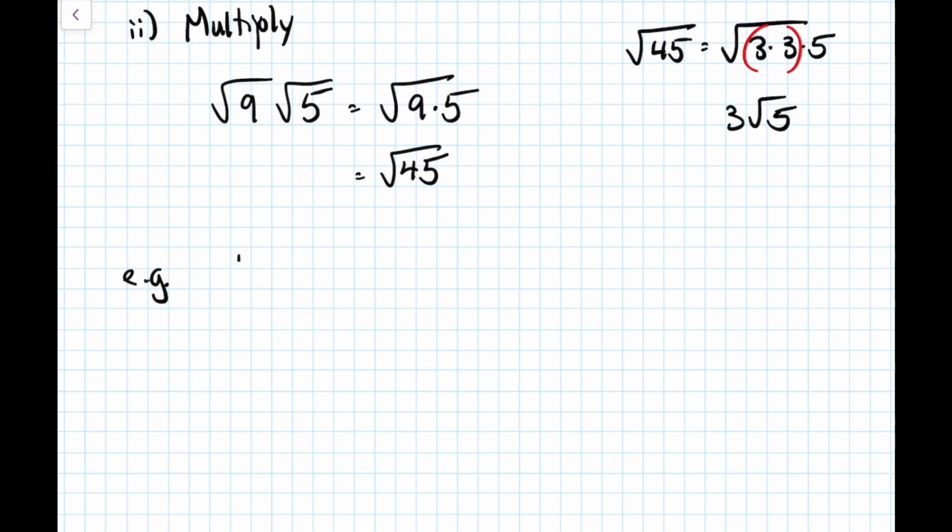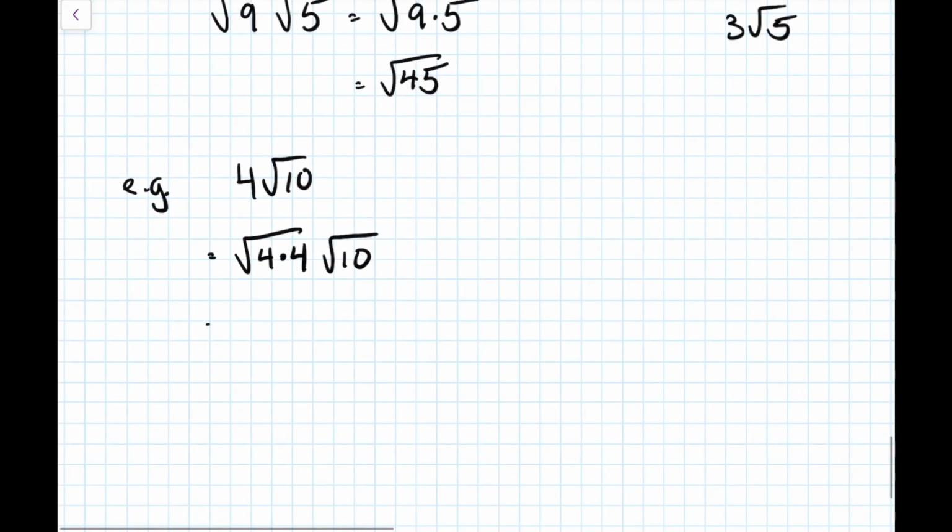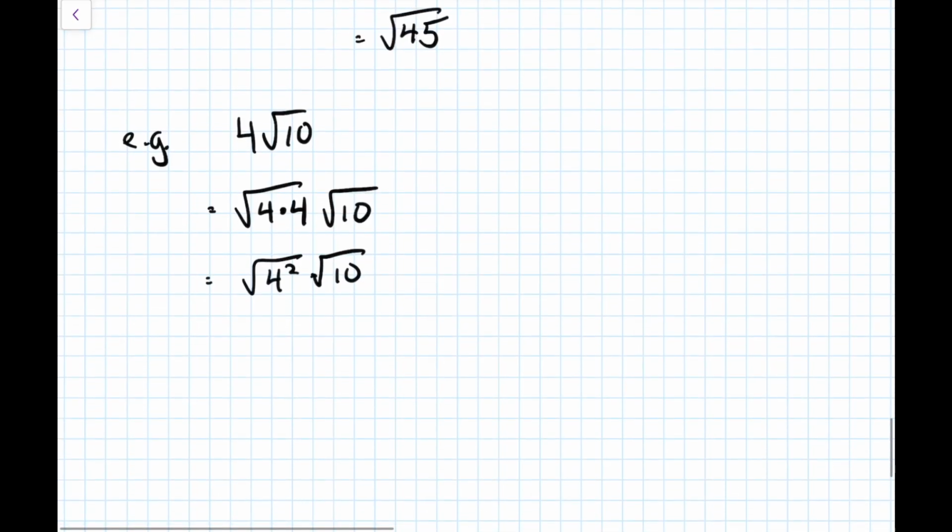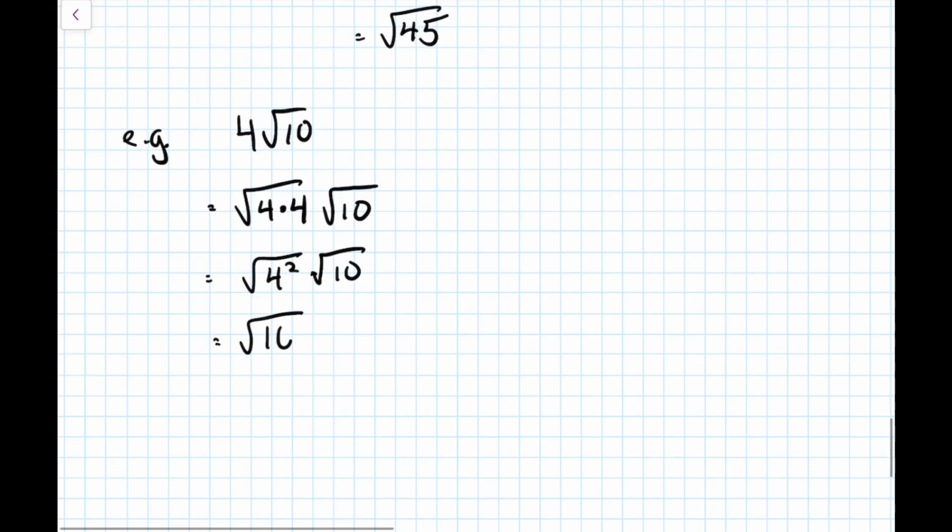So if we converted, say, 4 root 10, that 4, if we put it into a root, is going to become 2 4s. And then we've got root 10. You can skip that step, by the way. You can go straight to turning the 2 4s into 4 squared or turning it into 16. So 4 times 4 is 4 squared, or 16. So we got root 16 times root 10, and 16 times 10 gets us root 160.